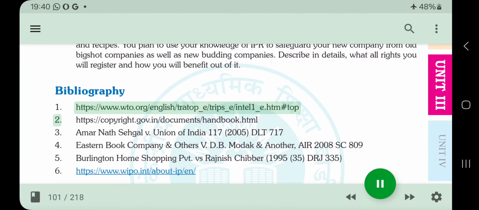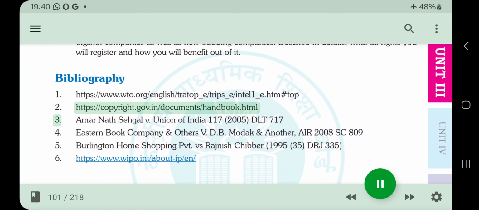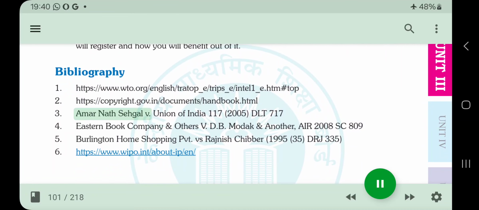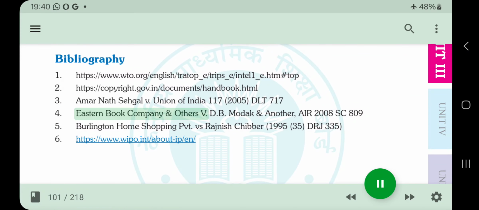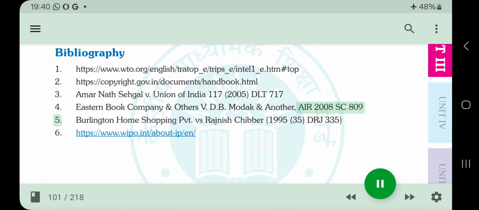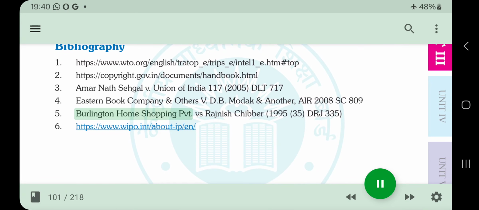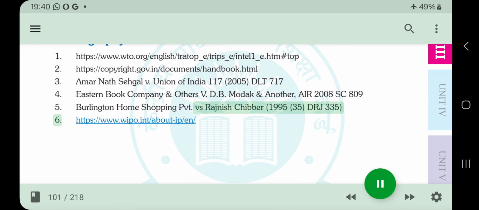Bibliography. 1. Web links. 2. Web links. 3. Amarnath Sehgal v. Union of India, 117, 2005, DLT 717. 4. Eastern Book Company and others v. D.B. Modak and another, AIR 2008 SC 809. 5. Burlington Home Shopping Pvt. v. Rajneesh Chibbar, 1995, 35, DRJ 335. 6. Web links.